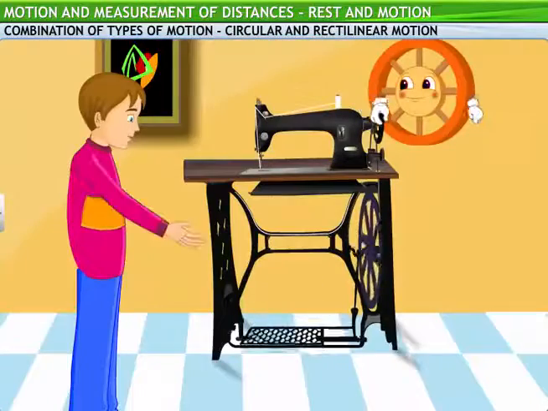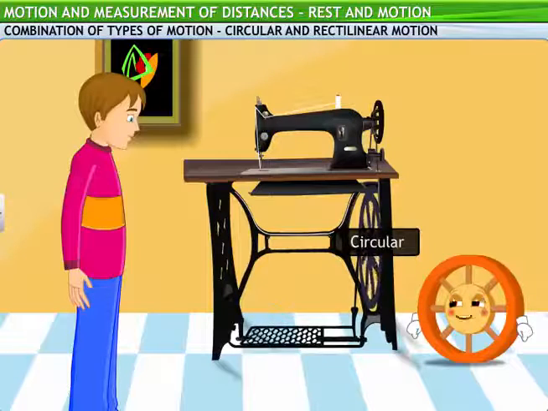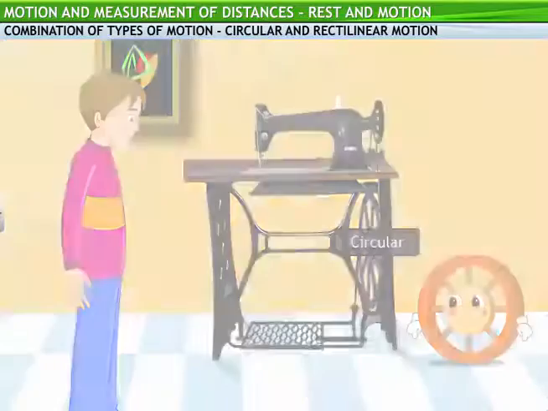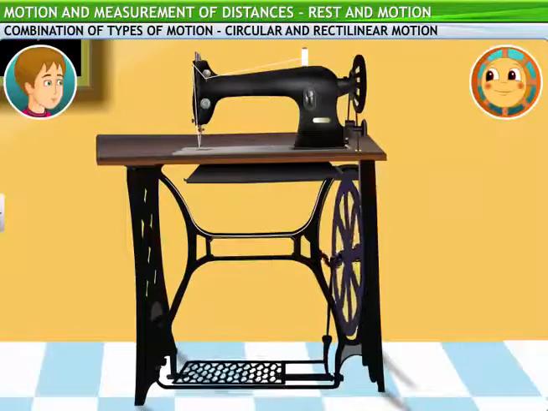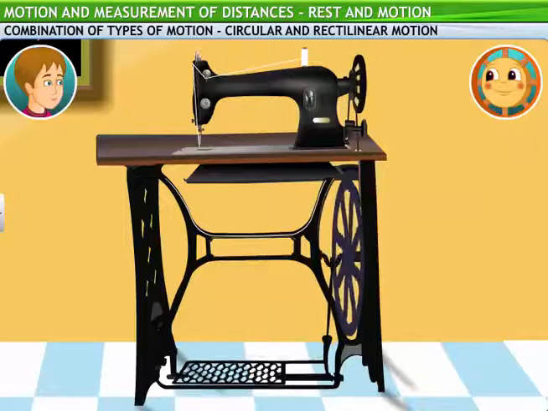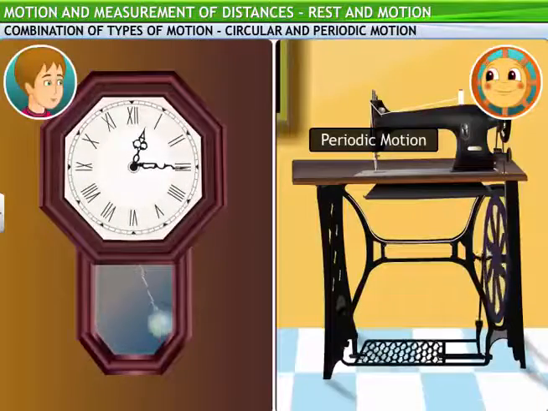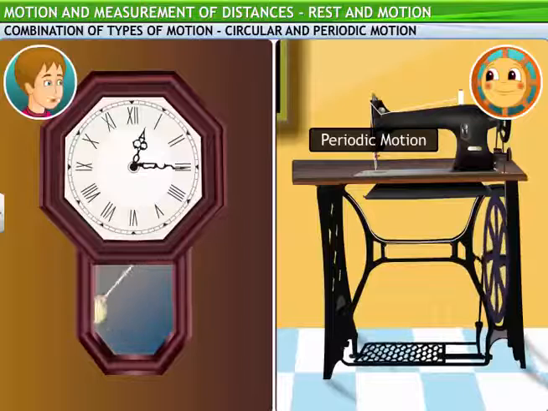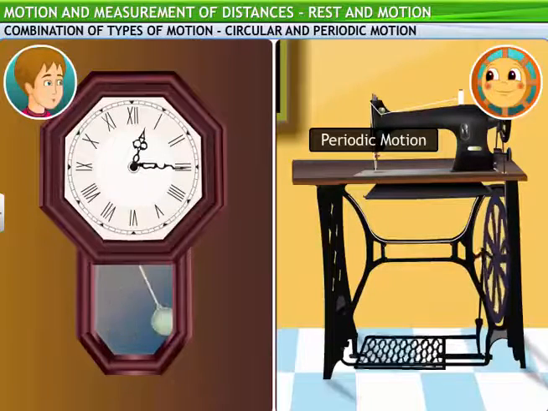My mom's sewing machine. Well, did you notice that when the wheel moved, another object moved too? The needle. It moves up and down. Exactly. As the wheel rotates, the needle moves up and down. The needle is in periodic motion like the pendulum of the clock. So that would be a combination of circular and periodic motions.